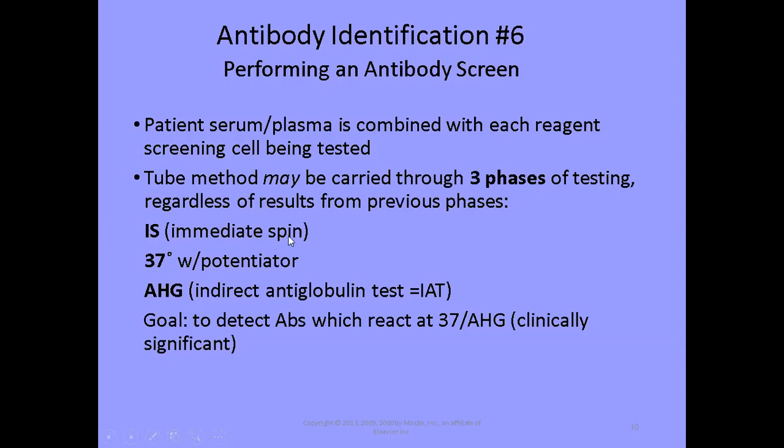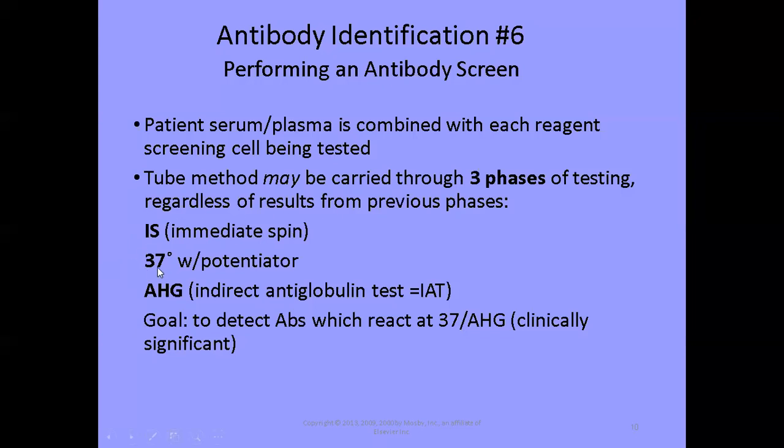So maybe at immediate spin, I'm going to get negative results. Maybe at immediate spin, I'm going to get some agglutination, which I would grade. We always grade our agglutination. But regardless of what I get, even if I get a positive, I'm still moving on to 37 degrees, okay?